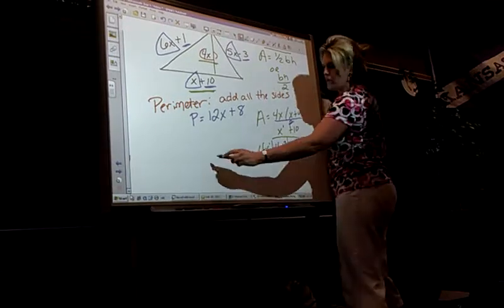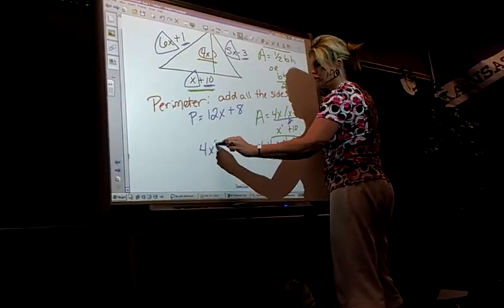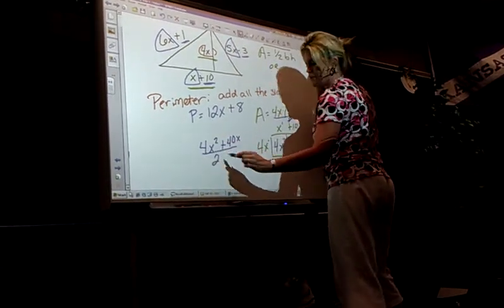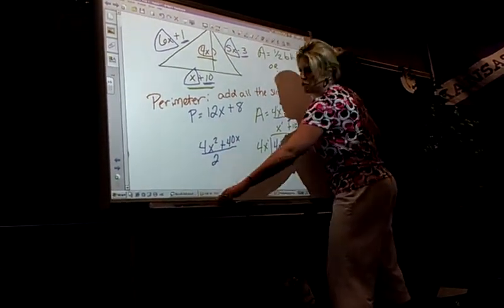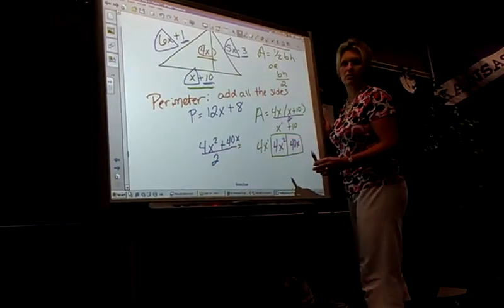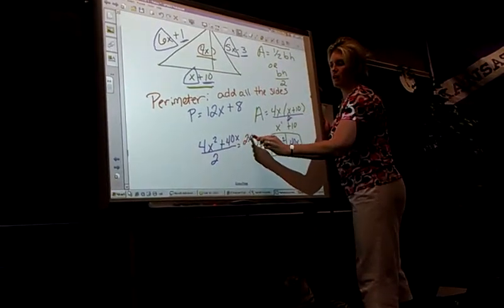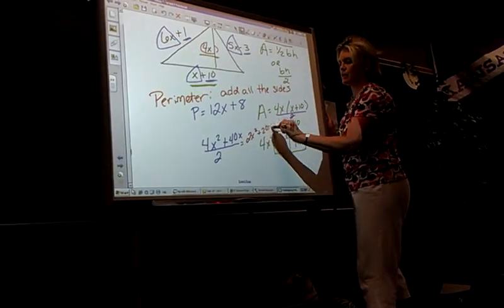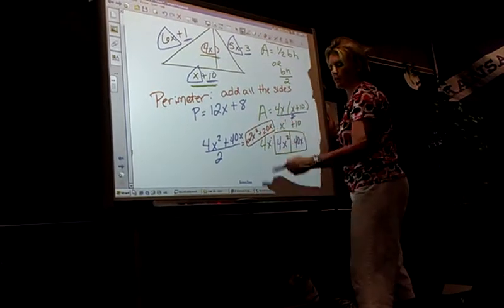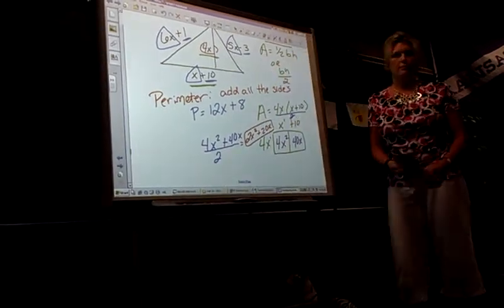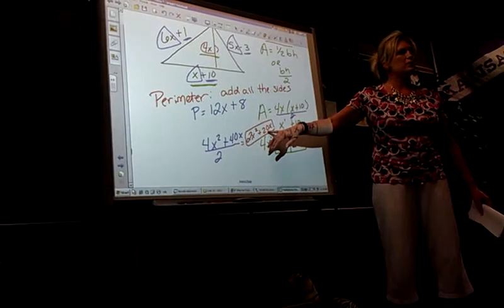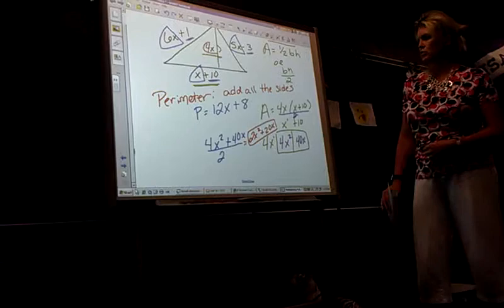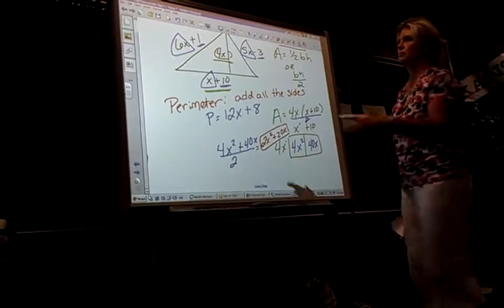So now I got to come back over here. If I have 4x squared plus 40x, and I divide all of that by 2, 4 divided by 2 is 2x squared, 40 divided by 2 is 20x. That right here is my area. We're going to have to spend a little bit more time doing this one. Let me come up with one more. Let's just do the area because that's a lot. It looks like a lot of chicken scratch.